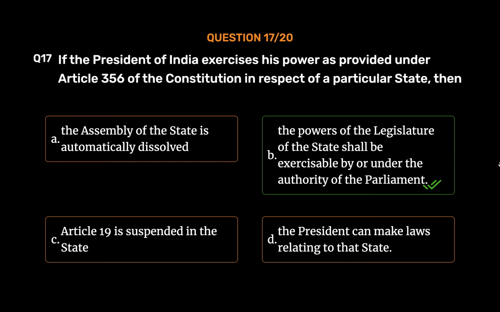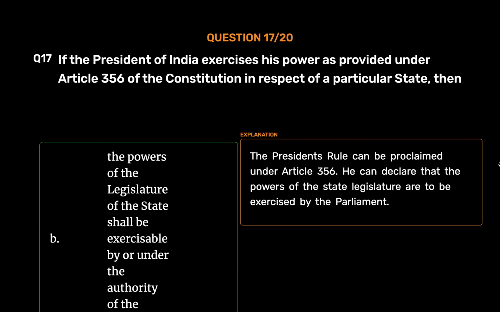The powers of the legislature of the state shall be exercisable by or under the authority of the Parliament. The President's rule can be proclaimed under Article 356. He can declare that the powers of the state legislature are to be exercised by the Parliament.